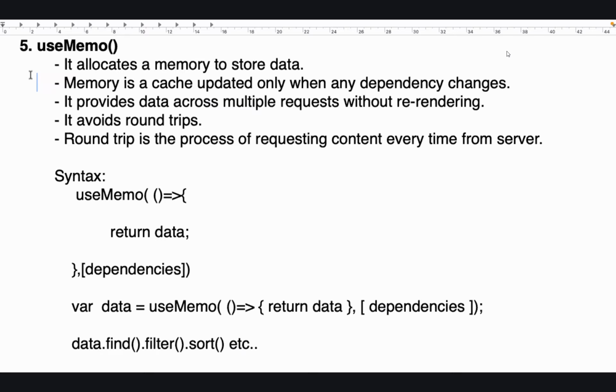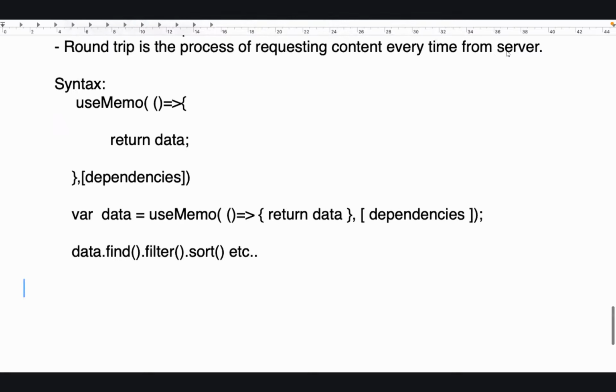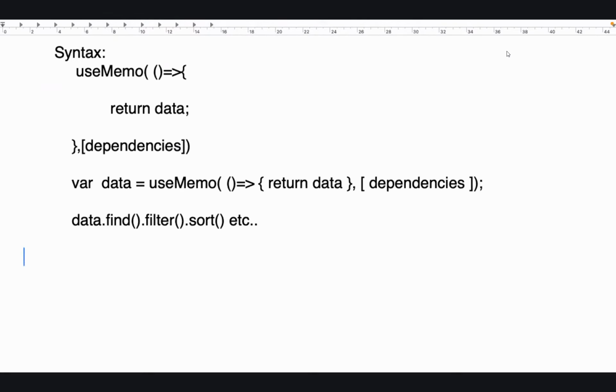We have, like useMemo, another hook called useCallback. What is the difference between useMemo and useCallback? useMemo will store data and useCallback will store a function. I will show you in an example also how to do that. useCallback is the same as useMemo.